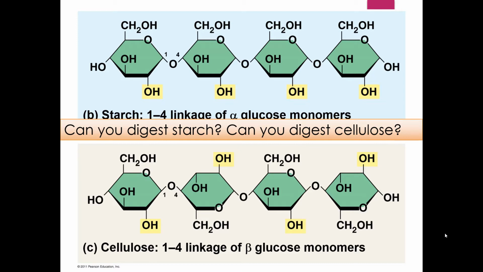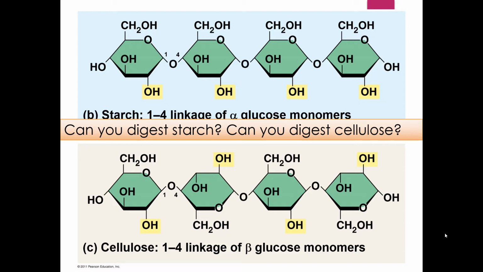The starch is on top and the cellulose is on bottom. And you see some superficial resemblance here, right? They're both made of simple sugars. They're both made of these carbon rings. But of course, without looking at the structure here, what's the difference between starch and cellulose to you? You can digest starch and you can get energy from starch, but you can't digest cellulose. And so they have a very different effect inside your body.